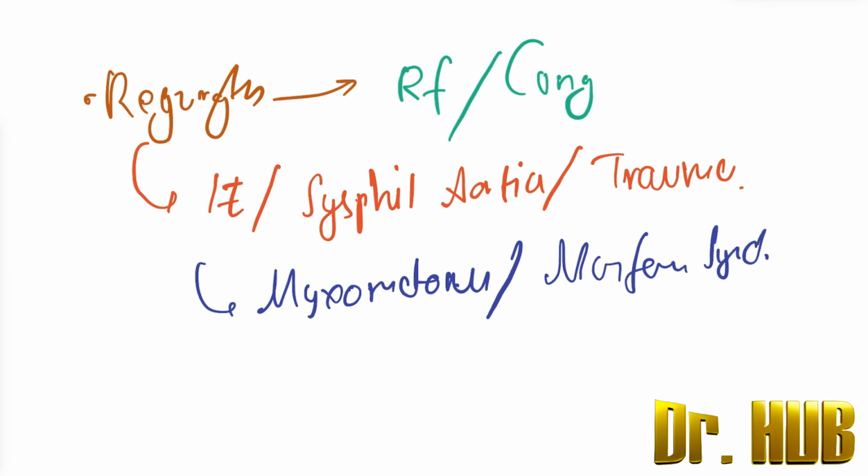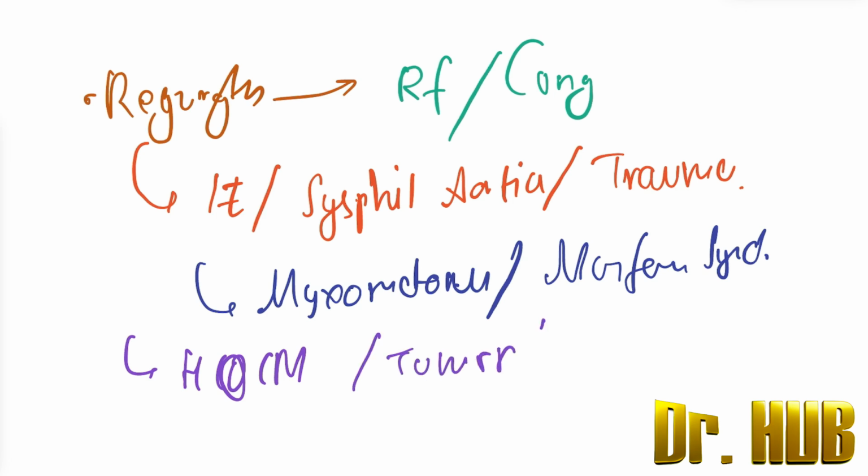In stenosis there are very few causes: rheumatic fever, congenital, degenerative diseases, as well as SLE. In regurgitation we stopped with Marfan syndrome, and on continuation there's HOCM, as well as tumor and hypertension. Just to recap, we saw rheumatic fever, the congenital, then infective endocarditis, syphilitic aortitis, trauma, myxomatous, Marfan syndrome, HOCM, tumor, and hypertension.